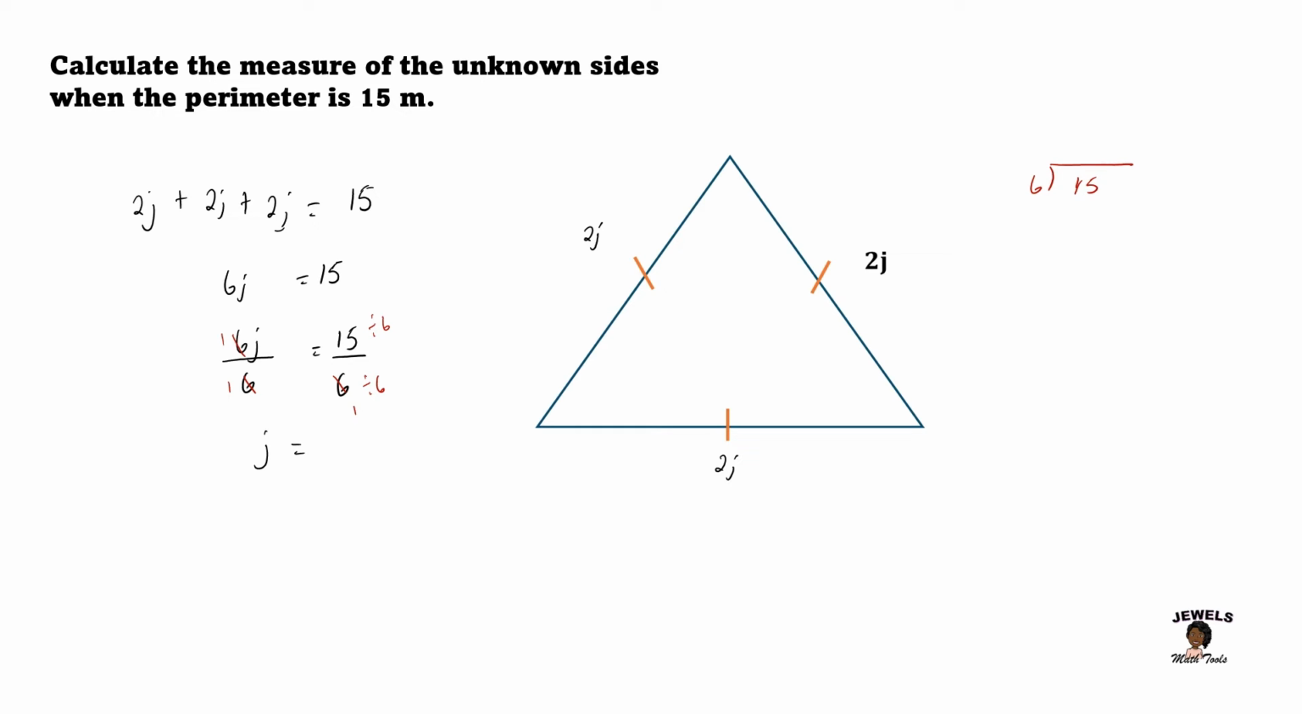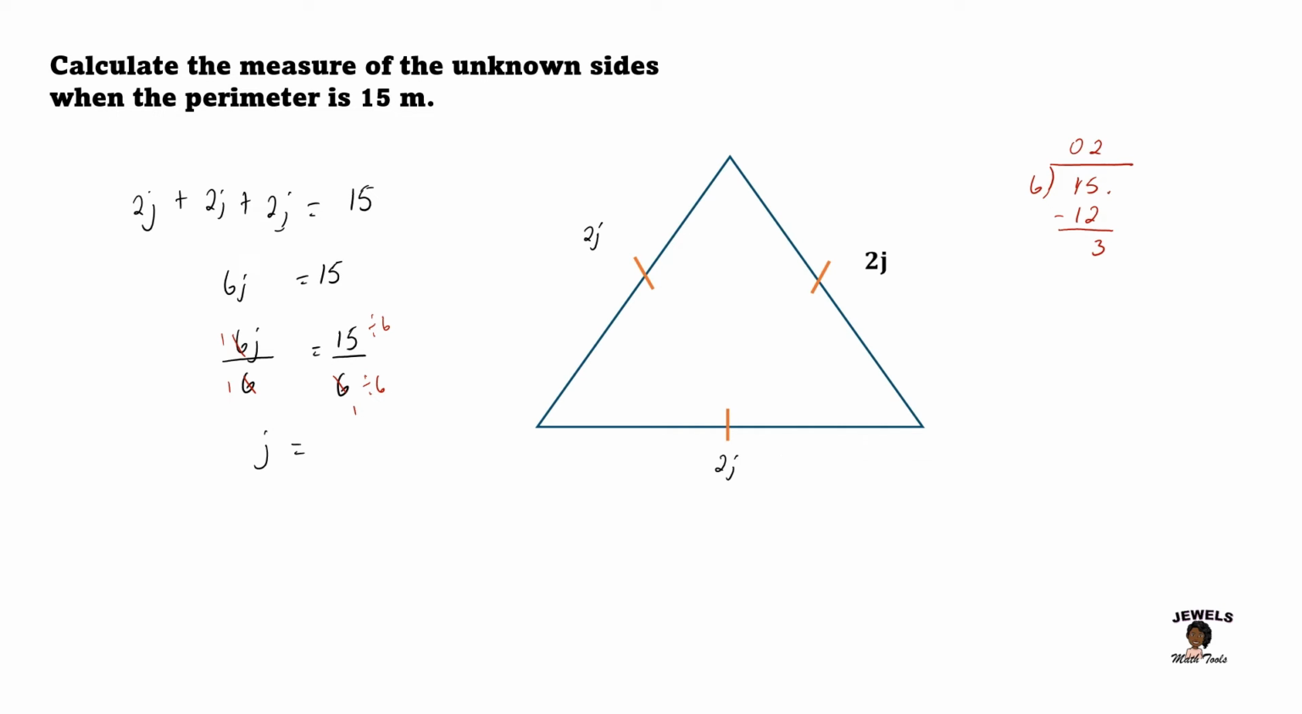Here, we'll have to perform our long division. Remember that we're working with measurements, so we need our answer to be as accurate as possible. So 6 can divide into 1. 6 will divide into 15 twice. 2 times 6 will equal 12. 15 minus 12 will give us a difference of 3.